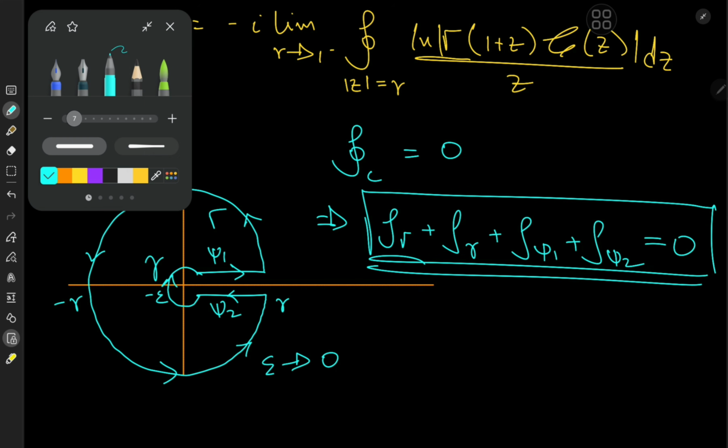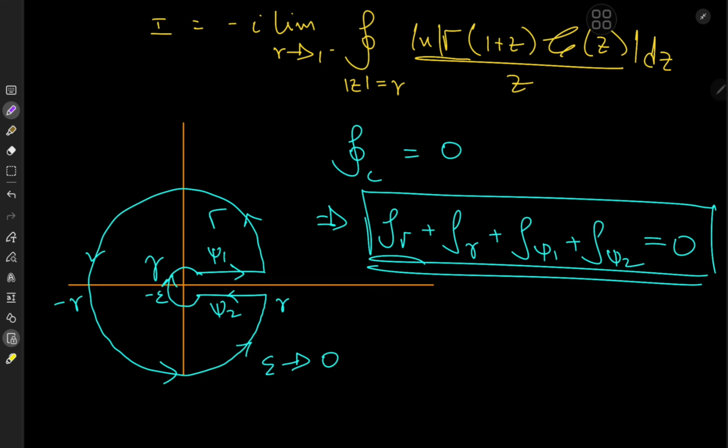Now, the good news is that we can recover our target integral quite easily. The limit of the integral over gamma as epsilon approaches 0, if you just shrink epsilon down to 0, turns into the integral over the circle absolute value z equal to r, which is close to our target integral. It's just missing a factor of negative i, but we'll deal with that later.